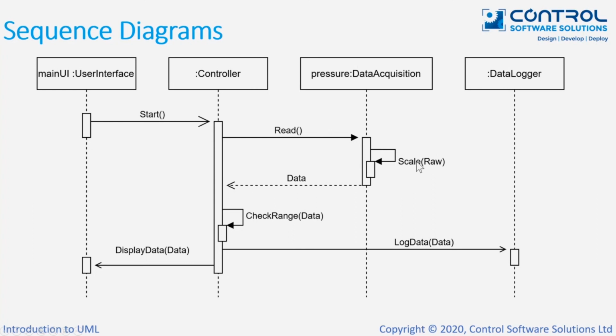That does its read, scales the data. So this is a self call, and then it returns the data. The controller then checks it's in range, and then it does two jobs. So it logs the data, sending it to the data logger, and then it displays the data.